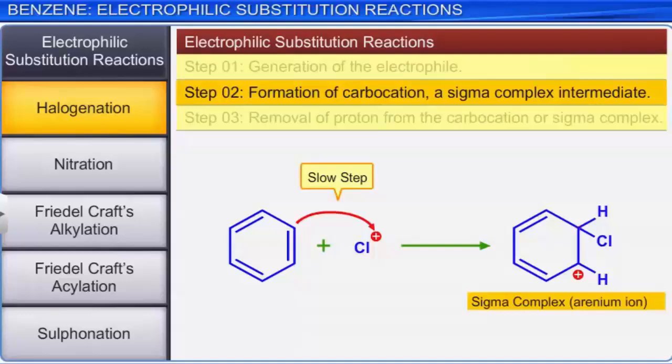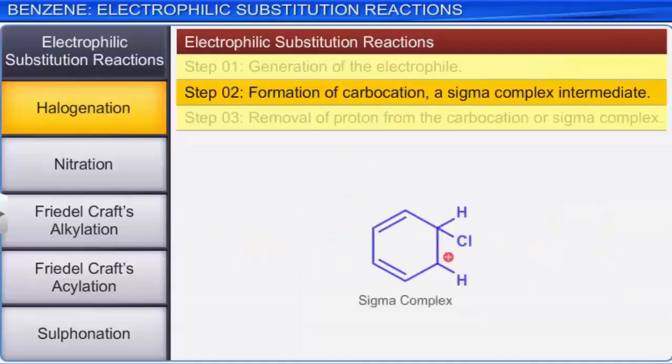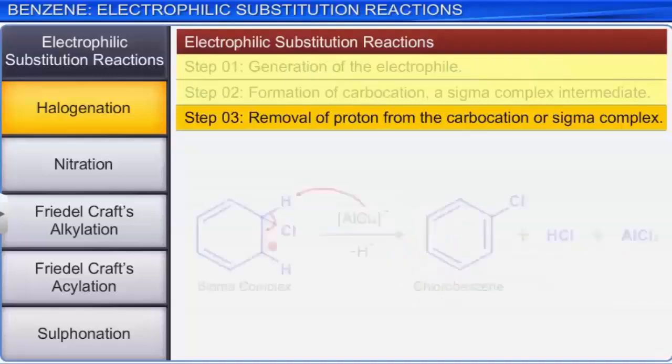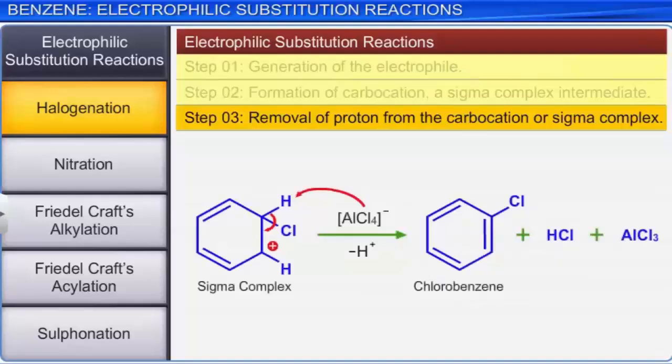In the last step, the proton is removed from the intermediate sigma complex in the presence of nucleophile AlCl4- ion. This results in the formation of chlorobenzene. Note that the last step of the reaction is always a fast step, as the non-aromatic sigma complex is converted to aromatic compound.